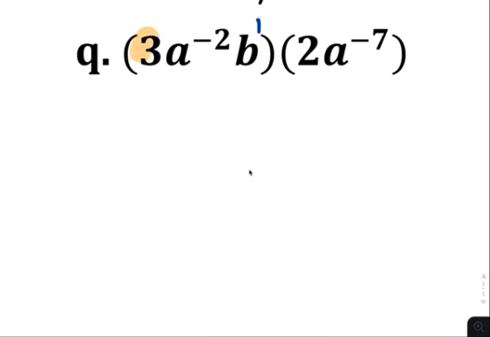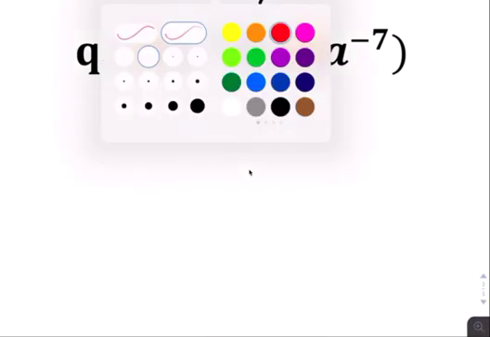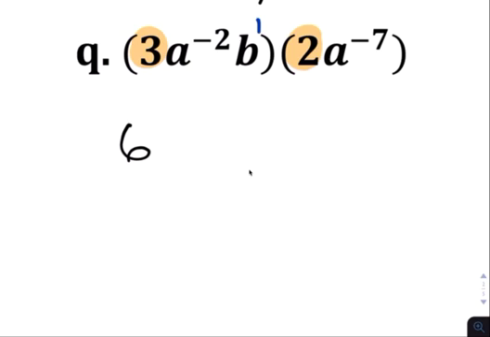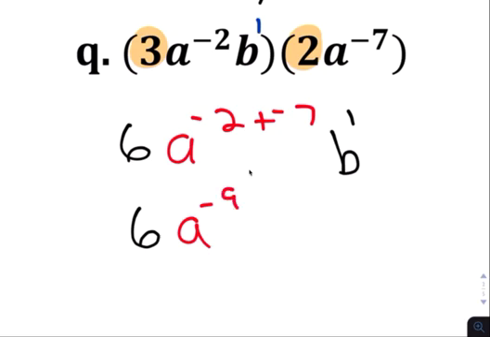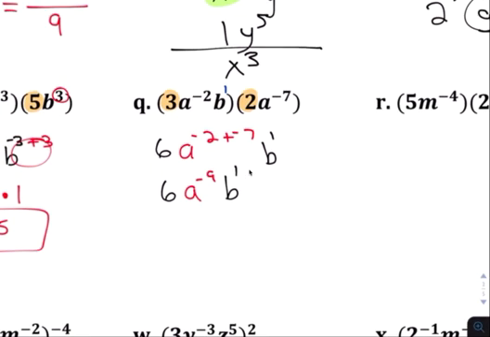Okay, here. 3 times 2, you get 6, and then a to the -2 and a -7, you add them, and then you've got the b by itself to the 1st. So you get 6a to the negative 9, and b to the first power. So it's a fraction because of this negative. So that's a to the 9 on the bottom, 6b on top.